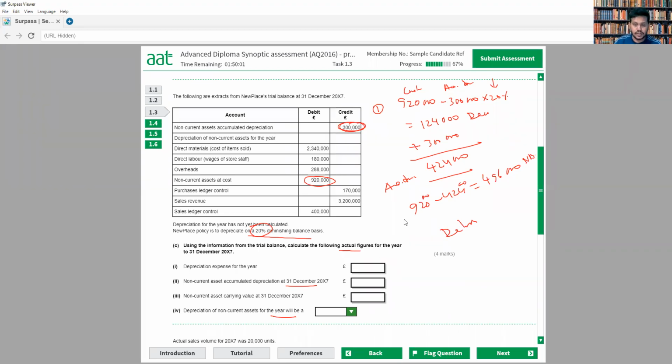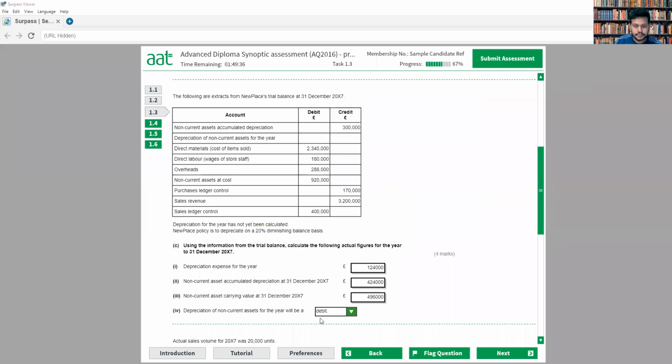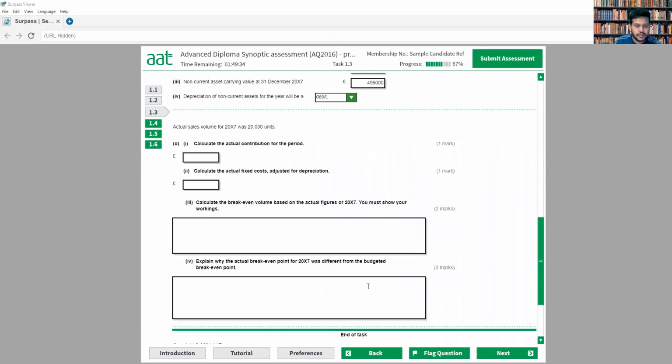So let's complete this one. The first one was 124,000. So let's write it down. The next one we have done 424,000. And the next one we have here, non-current asset carrying value 496. And the depreciation will be always debit. That's it. It's not very difficult anyway. So let's move to the next one.